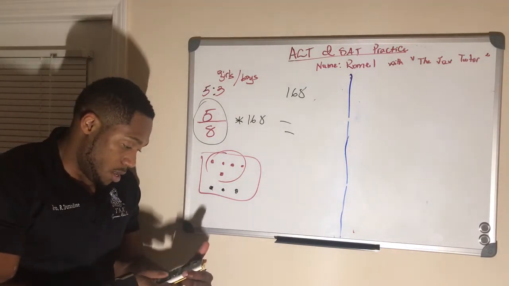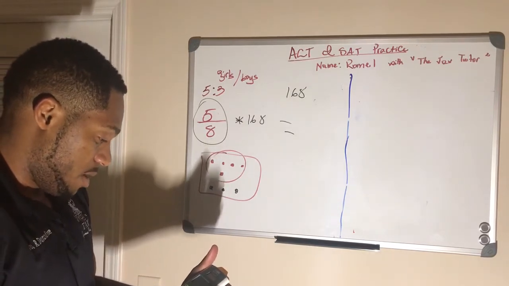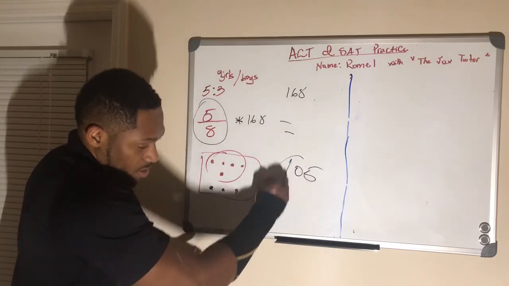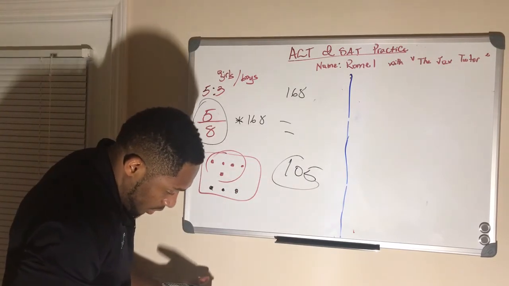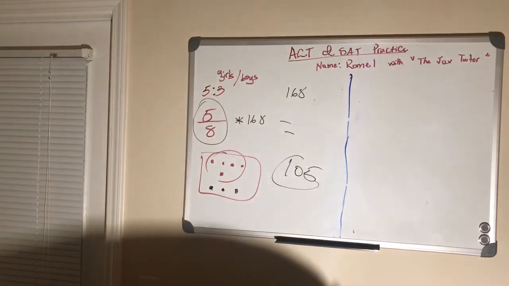You get 168 times 5 divided by 8. I get 105. 105. And then this is the answer choice. Answer choice in the book is C.